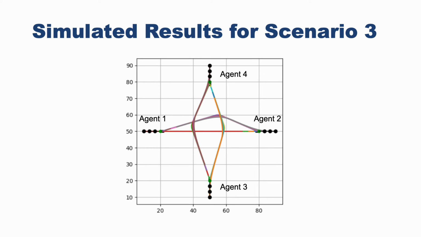And this is the result for scenario 3. Similar to scenario 2, the first agent will just take a straight path from its initial position to the final, and the other agents will need to consider the generated paths of other agents as obstacles. So these are the resulting trajectories for every agent.